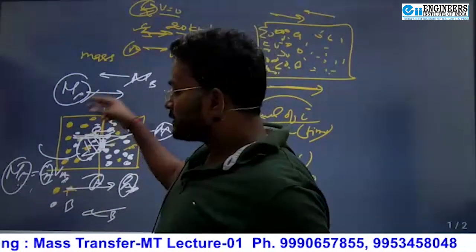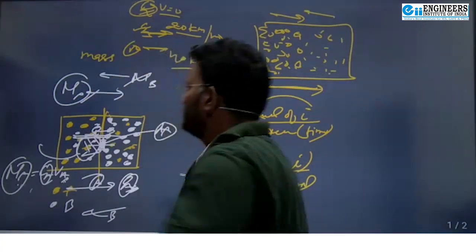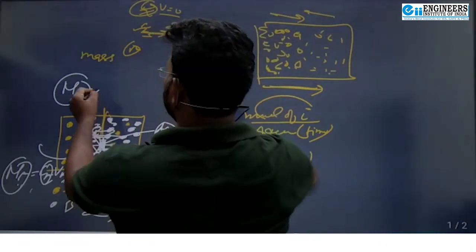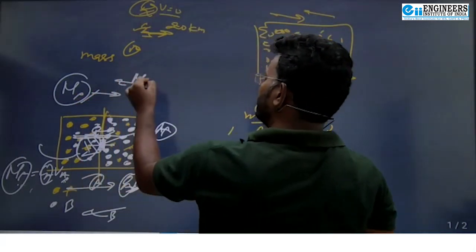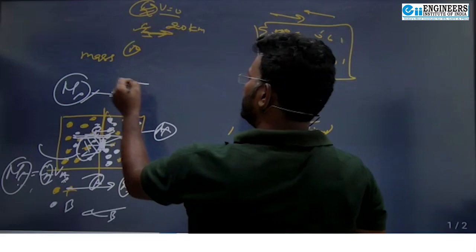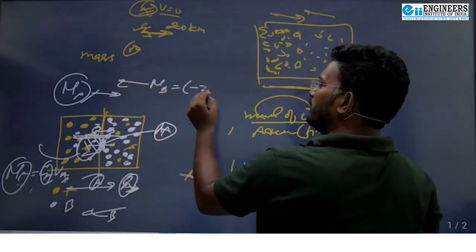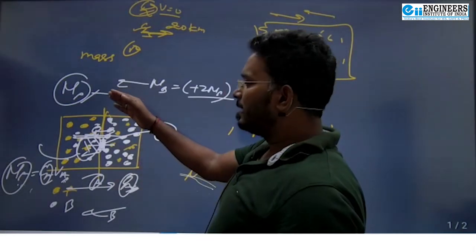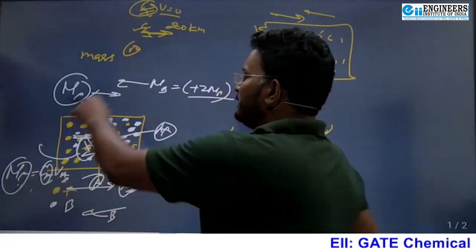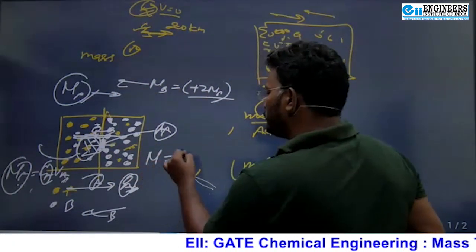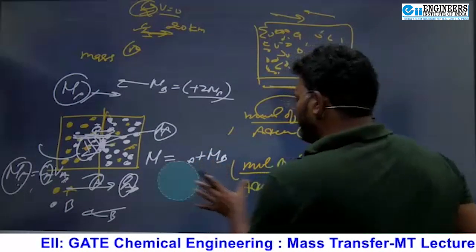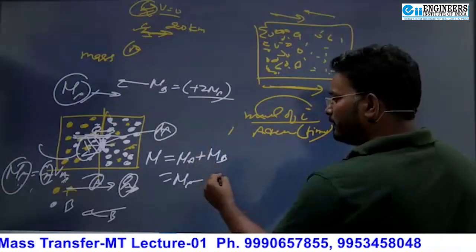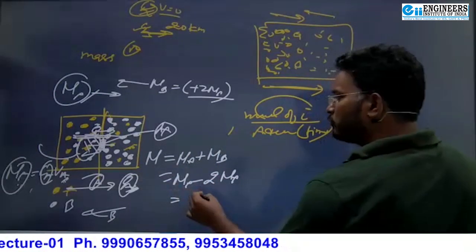But if they are opposite but not equal in magnitude, then what happens? Let's say this is Na here and Nb here, and let's say Nb is found to be minus 2Na. It means the total flux is what? Total flux is N equal to Na plus Nb. Now Nb is equal to minus 2Na. It means N is found to be what? Minus Na.